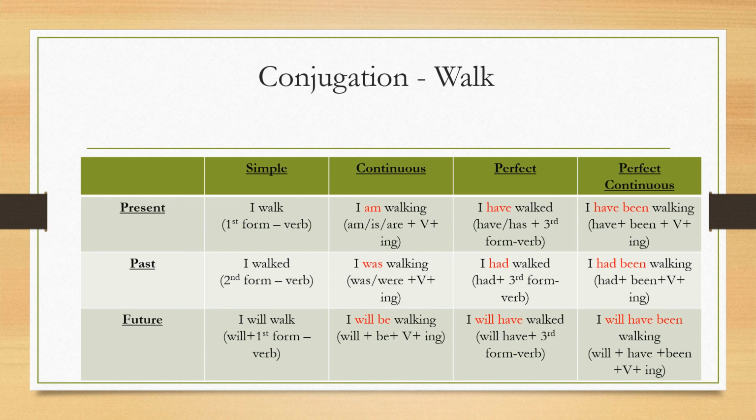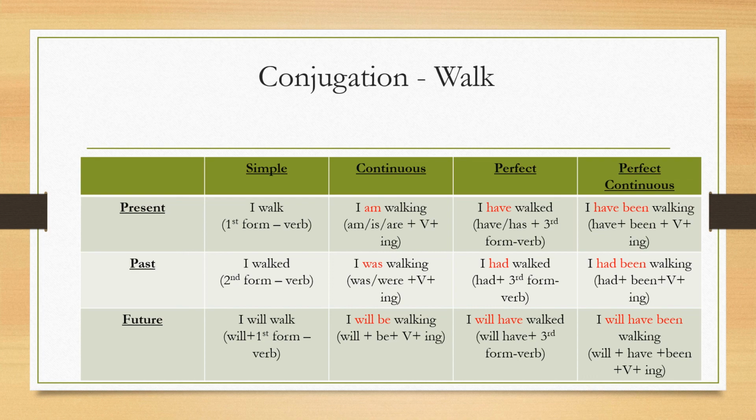Let's come to perfect continuous. Perfect continuous is the amalgamation of continuous and perfect tense where we need to add have plus been plus verb plus ing. Since the word continuous is present in the tense, we need to have the verb in the ing form.